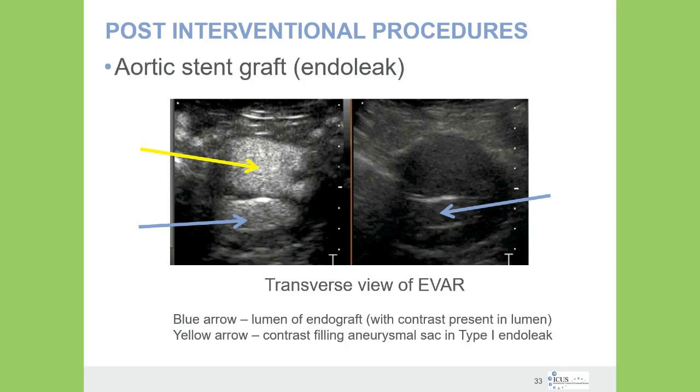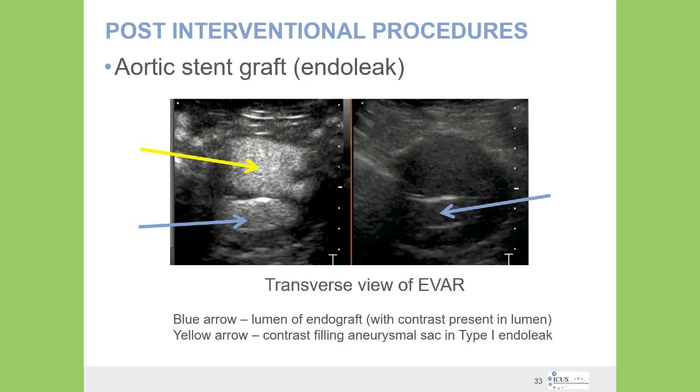Oftentimes, patients with endografts are followed with contrast-enhanced CT, but ultrasound contrast agents can be an effective way to follow these patients as well. On the slide, the blue arrow points to the area of the lumen of the endograft. We expect to see flow in that area.